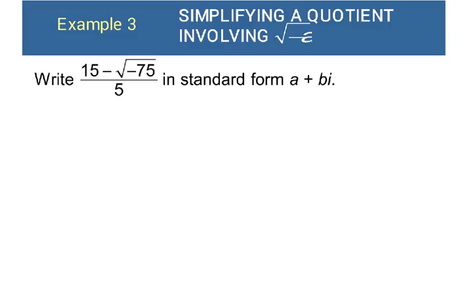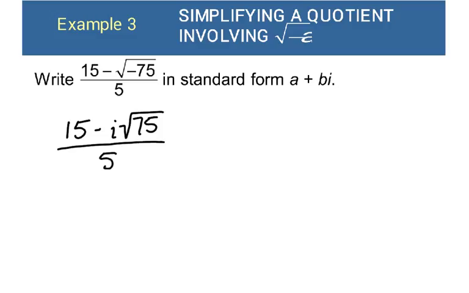Okay, here in this example, we are asked to write our number in standard form. So a plus bi or a plus ib. And what we're going to do is first take that negative out of the radical that you see here. And then do my steps from there. So 15 minus i square root 75 all over 5.